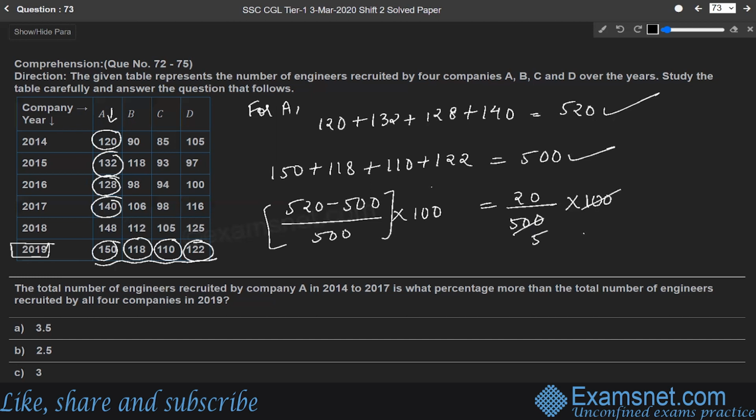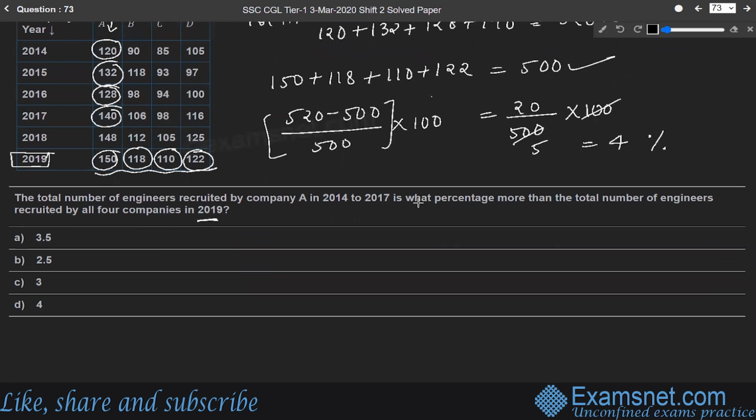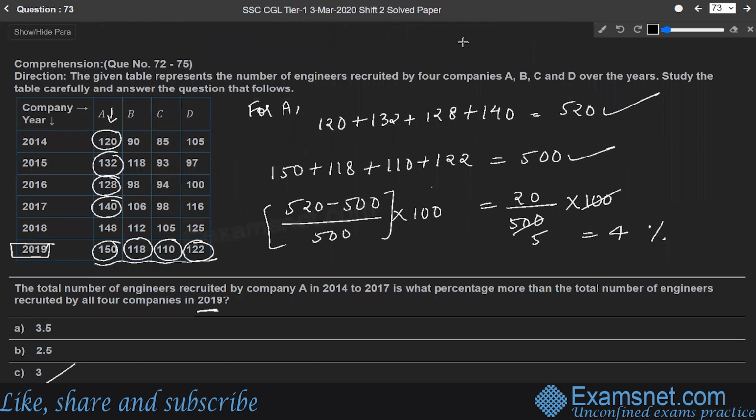So this will be again 5, and 20 by 5 gives 4. So we can say that the total number of engineers recruited by company A is 4% more than the total number of engineers recruited by all the other 4 companies in the year 2019. Okay. So the correct answer is 4%, and hence the correct option will be option D here. I hope the question is clear to you.